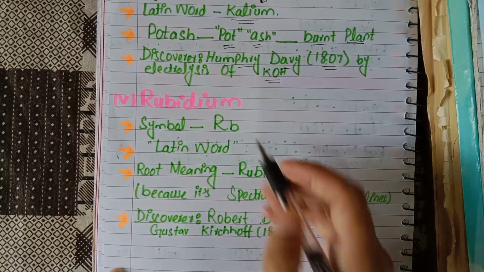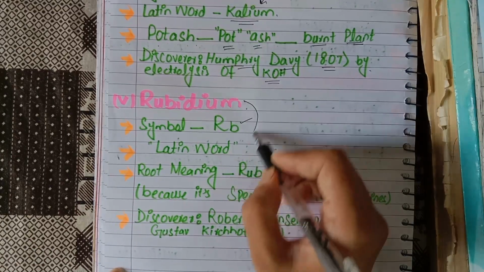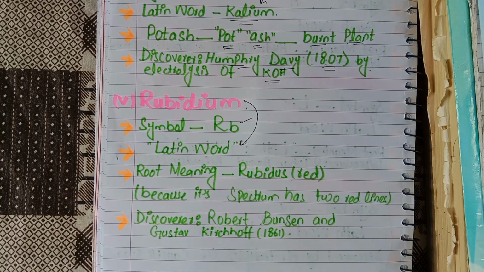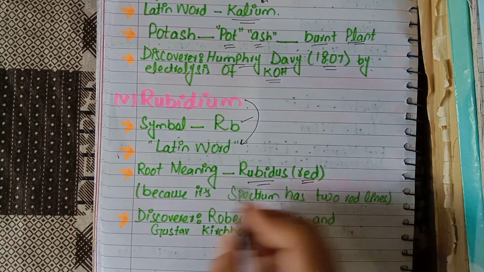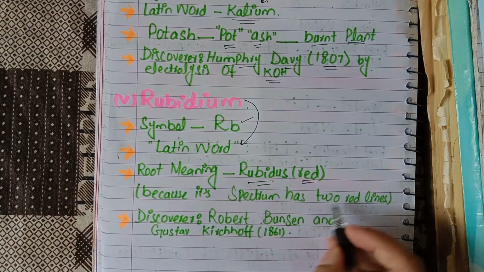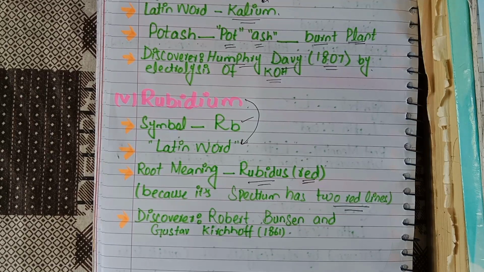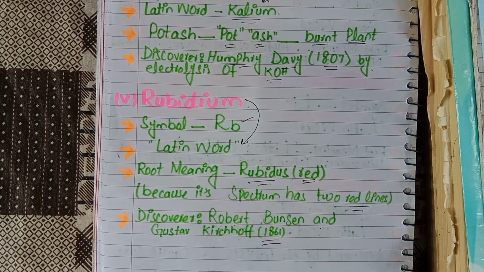The next element is rubidium, and the symbol for this element is Rb. Rubidium is basically a Latin word. Now the question is, why do we particularly call this element rubidium? Basically rubidium is derived from the Latin word rubidius, meaning red, because the element rubidium gives a red line spectrum. That's why it is termed rubidium, and it was discovered by Robert Bunsen and Gustav Kirchhoff in 1861.